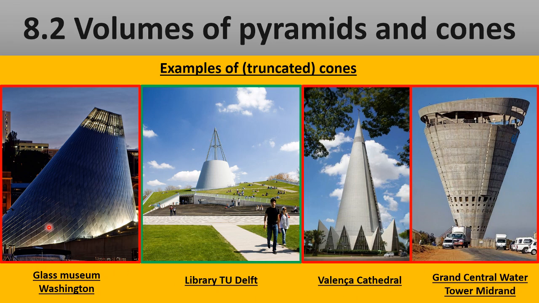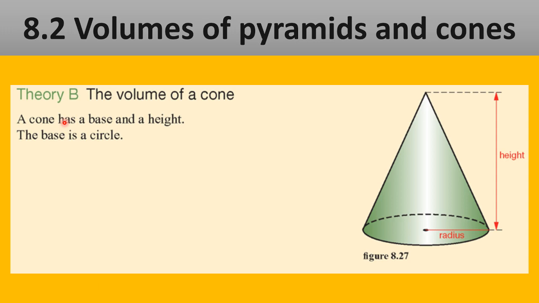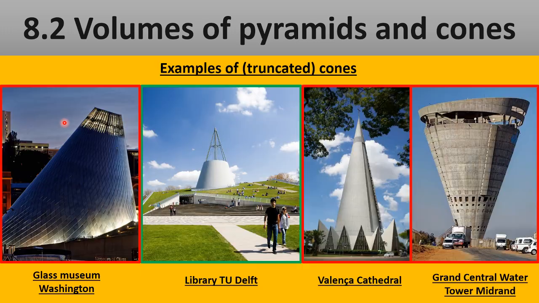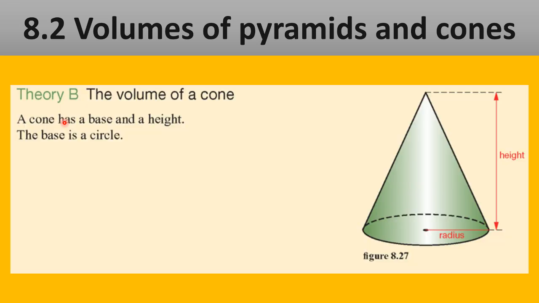This one is a glass museum in Washington. The Valencia Cathedral is in Brazil, if I'm correct. And the Grand Central Water Tower is in Midrand, South Africa. So, those are some examples of cones and also practical examples why you should know what they are and how to calculate on them. How can we actually calculate the volume of such a figure?